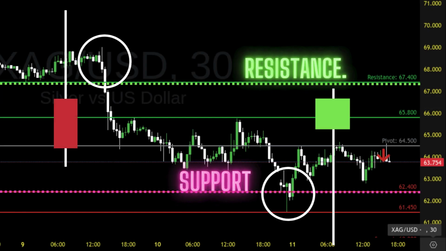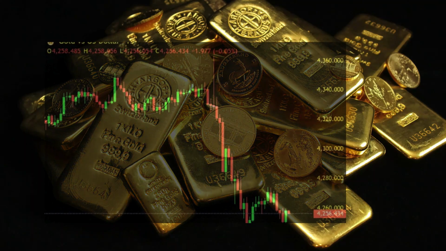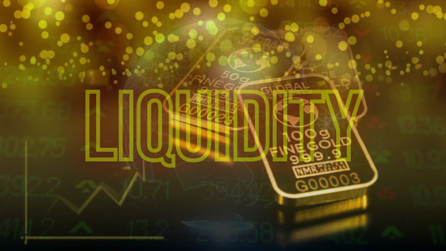Before gold makes a major move, it often searches for liquidity first. Once you understand this concept, many confusing market movements will finally start making sense. Let's begin with a chart.